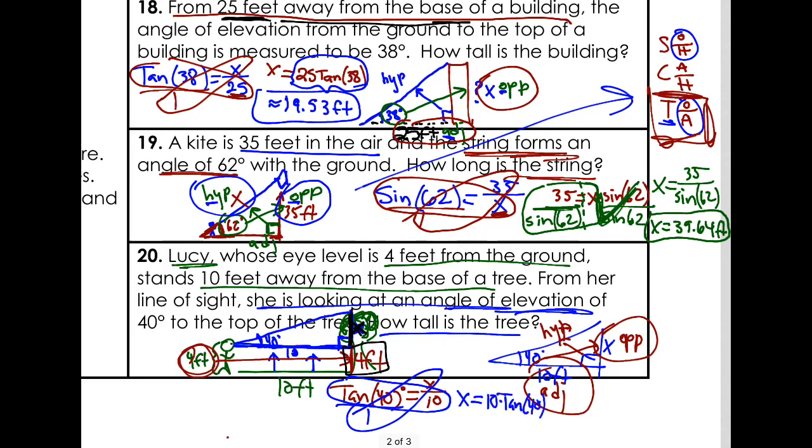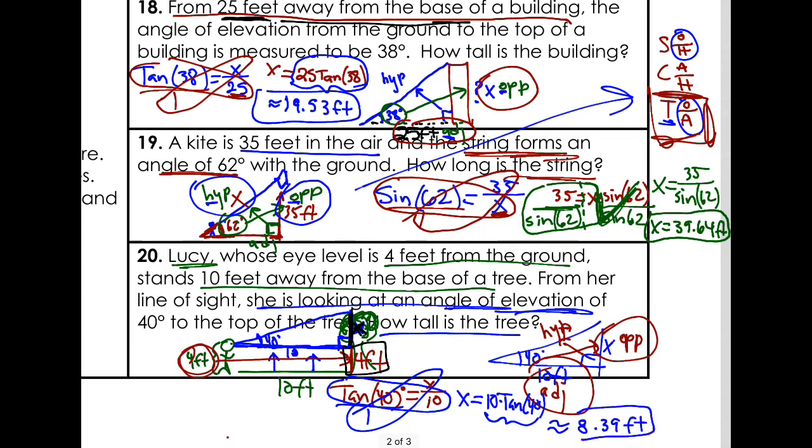Remember, you want to put the number in the front because you don't want to look like you're just multiplying 40 times 10. And now we can put this in a calculator, and we'll get that x is equal to approximately 8.39 feet.